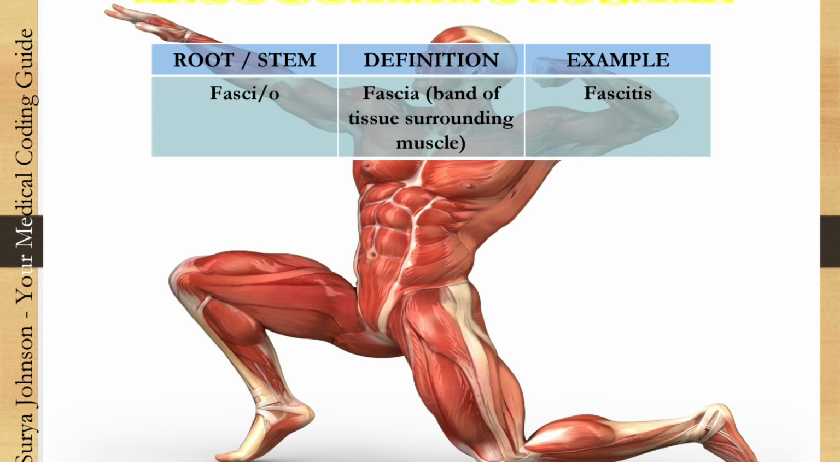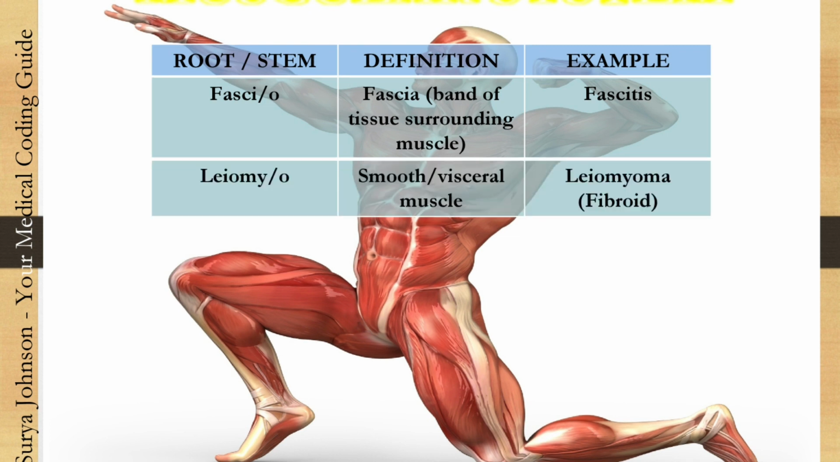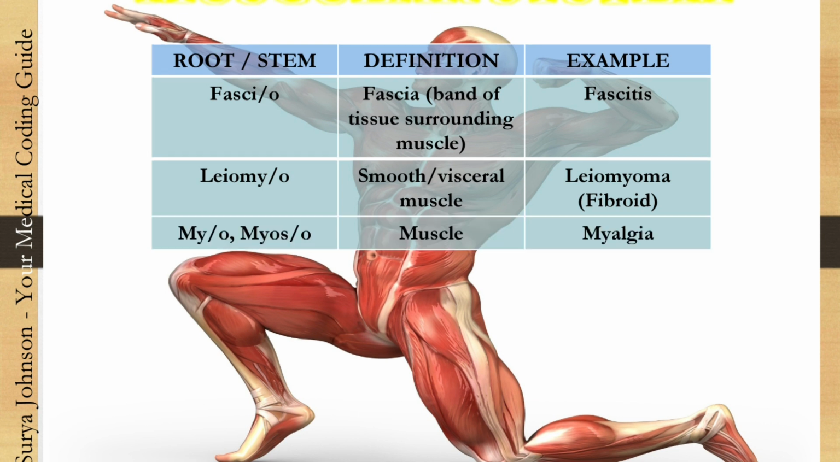So the first one is fascio. Fascio means the band of tissue surrounding the muscle, fascia. Example, fasciitis, inflammation of the fascia. The next one is leiomyo. It means smooth or your visceral muscle. Example, leiomyoma. It means a fibroid in your uterus. The next one is myo or myoso. It means muscle. Example, myalgia. Algia means pain. So pain in your muscle.